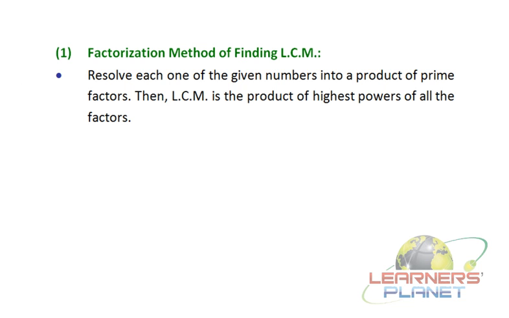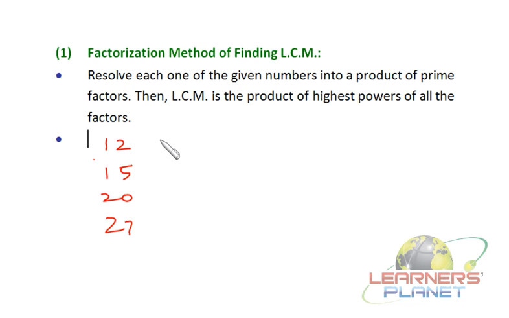Now let's discuss the method to find out LCM. Factorization method, which we have already discussed in the previous example. Resolve each one of the given numbers into a product of prime factors. Then LCM is the product of highest powers of all the factors. Let's take one more example. Suppose I have to find out the LCM of 12, 15, 20 and 27.